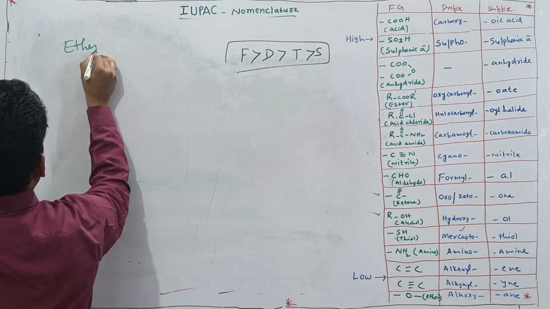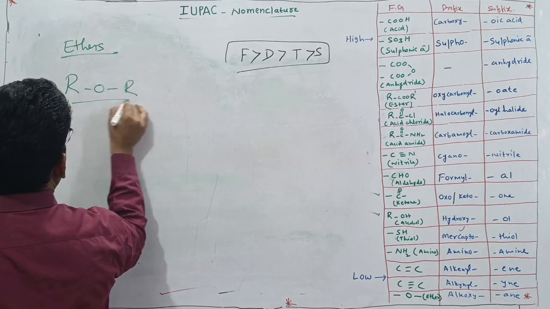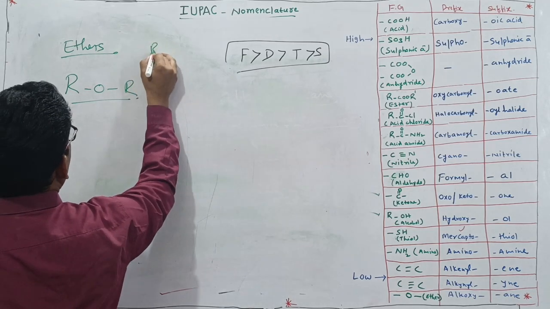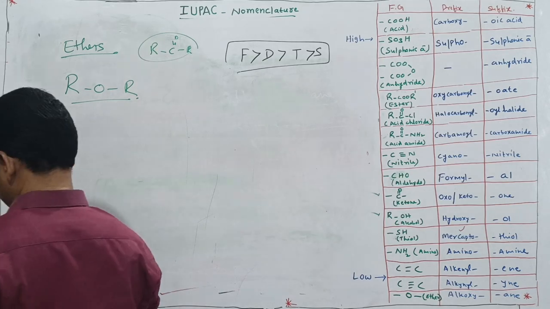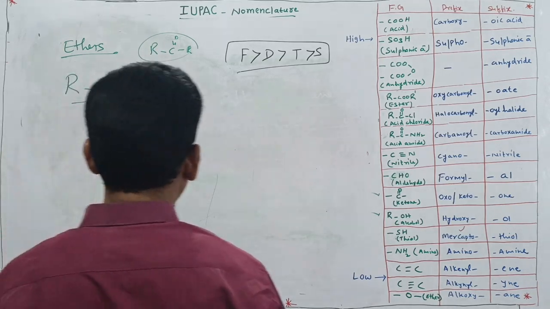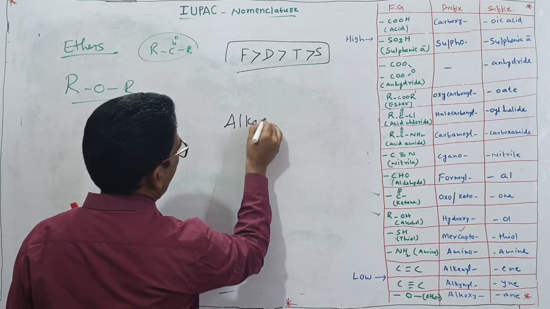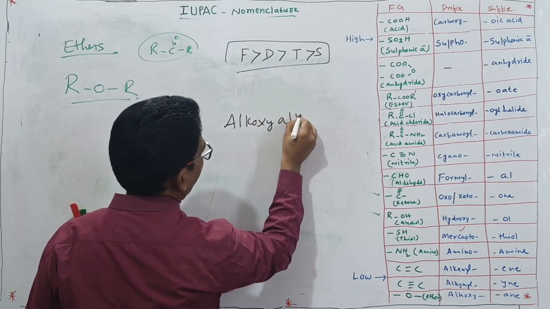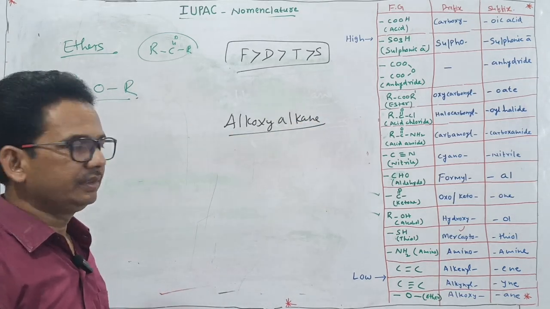What is the functional group for the ethers? ROR. Don't be confused. Ketone means RCOR. Ether means ROR. In this case, how we are writing the IUPAC name means, remember, alkoxyalkane. This is the IUPAC name. How are we going to write it?